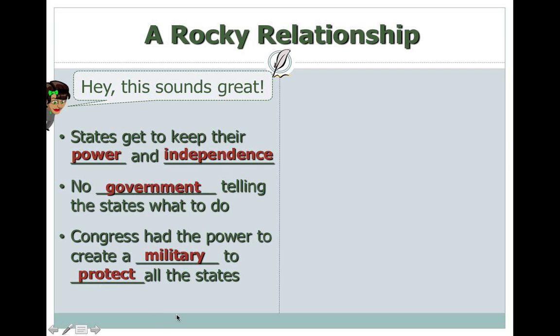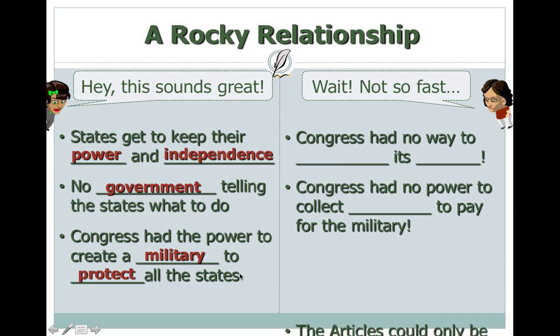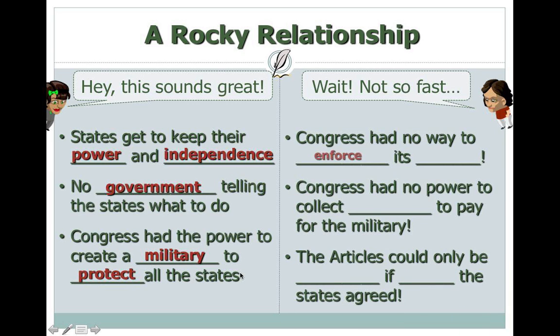But there were some problems with that. Congress could call a military, but it had no way to enforce the laws that it passed, if it could pass them, because it took 9 of the 13 states to pass a law. They also couldn't collect any taxes, and if you can't collect taxes, how do you create an army? And the articles could only be changed if all the states agreed to it, so it was virtually impossible to change them. Every state had ultimate power. If one state said no, I don't want to change it, it couldn't be changed. So it was very problematic.